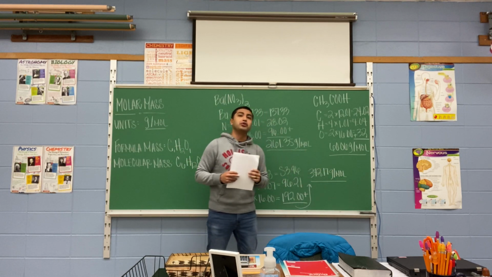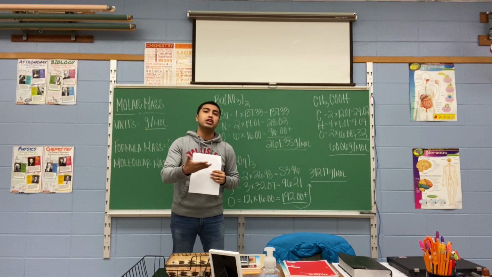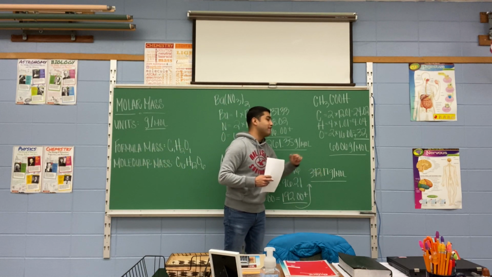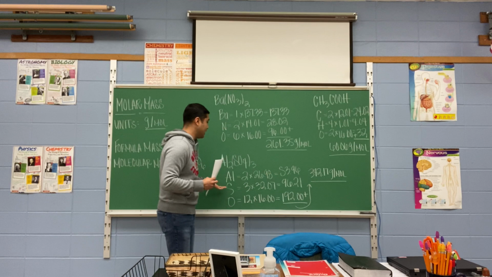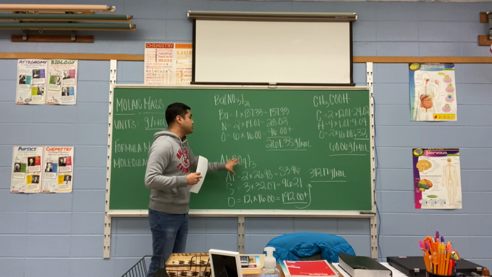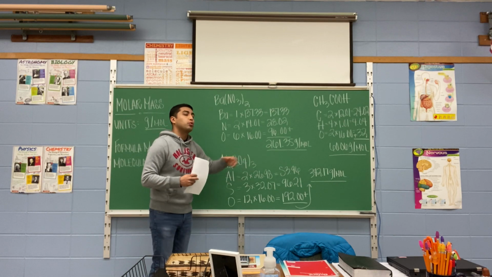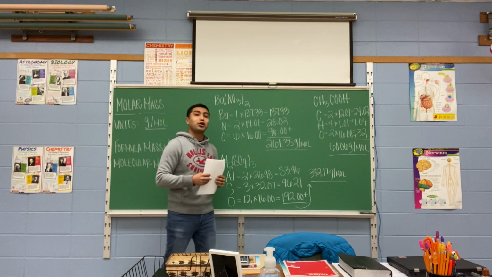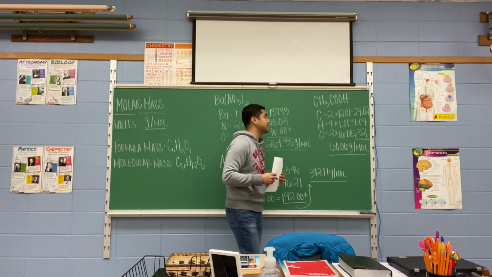342.17. Once again, your unit is always grams per mole. G over MOL, grams per mole. 342.17 grams per mole. Once again, that's all there is to this. The only tricky part is your parentheses. Always distribute it, whatever is on the inside with what is on the outside. Pretty simple. This is my second example. Let me give you a third one and then we're done. This is an easy lesson.